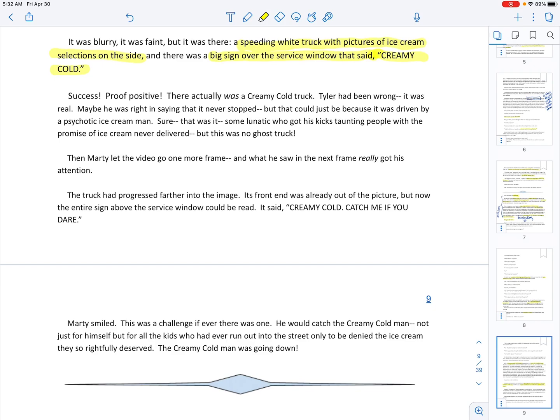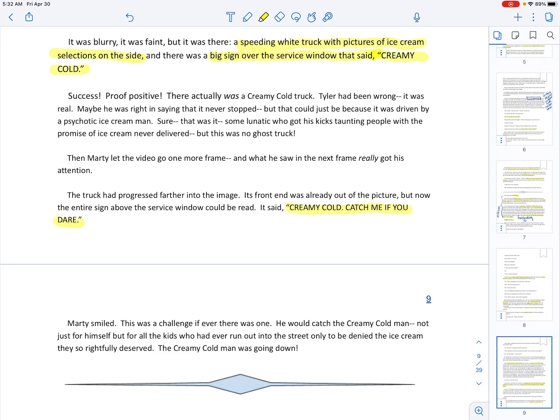Then Marty let the video go one more frame. And what he saw in the next frame really got his attention. The truck had progressed farther into the image. Its front end was already out of the picture, but now the entire sign above the service window could be read. Creamy cold. Catch me if you dare.